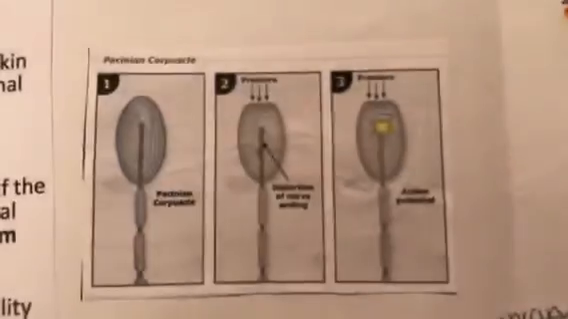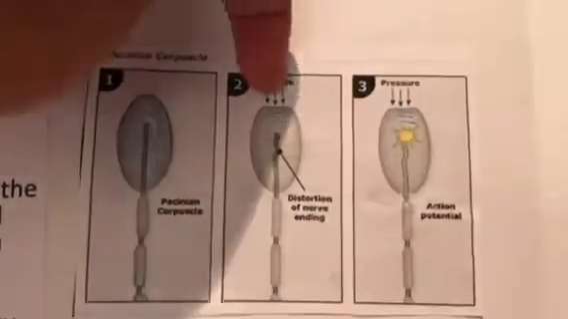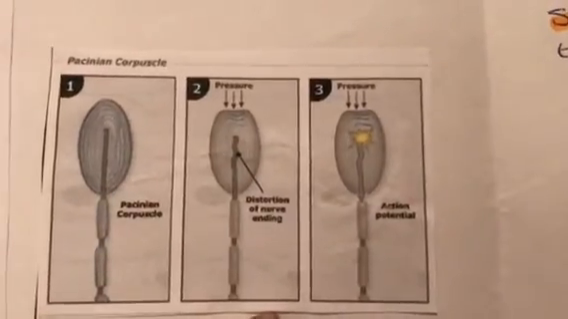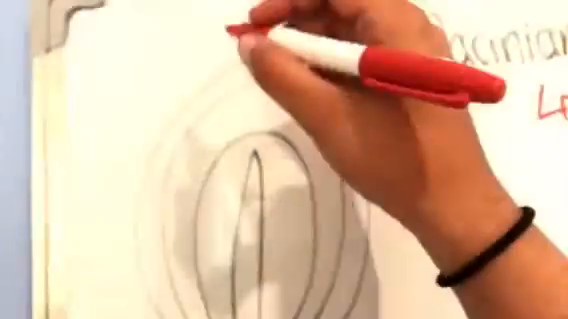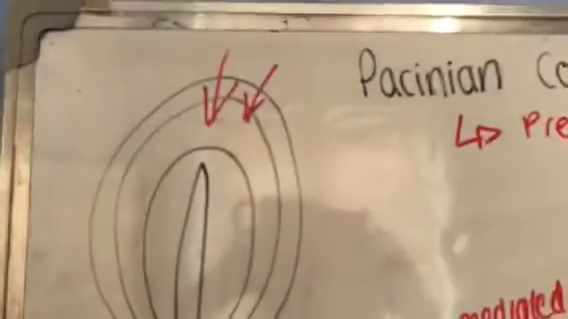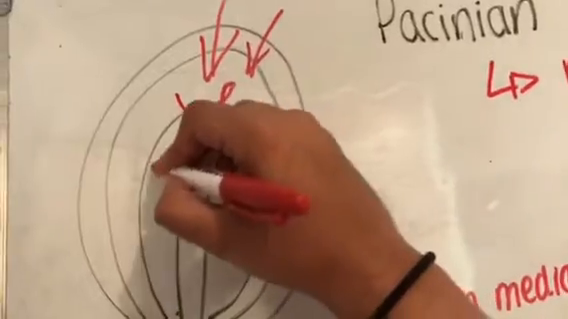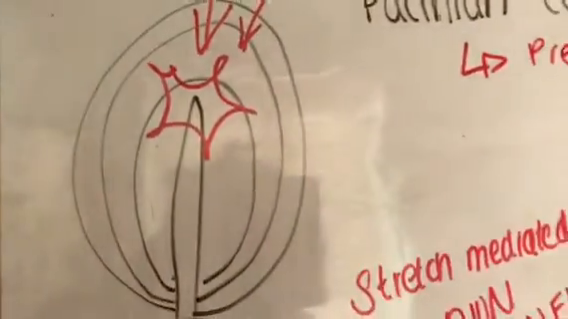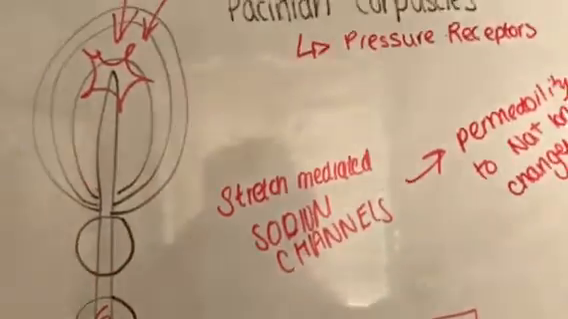So if we have a look here, a diagram that shows the different effects. We have the Pacinian corpuscle, pressure is applied, distortion of the nerve ending here, and therefore when there's distortion, an action potential takes place. So when pressure is applied, an action potential takes place here, and therefore the response is taken down to the sensory neuron.